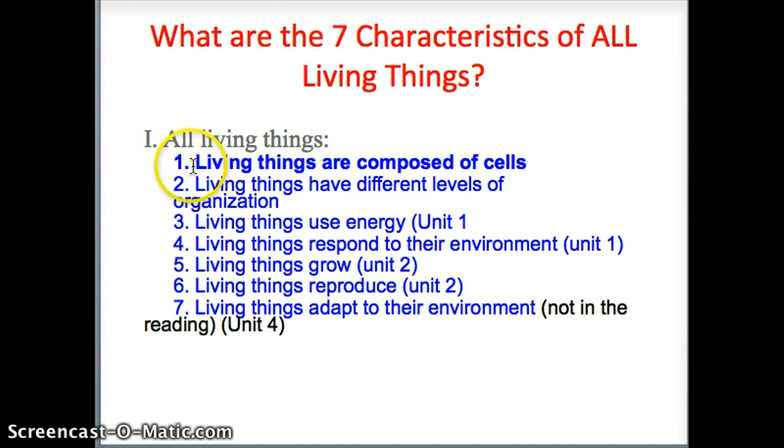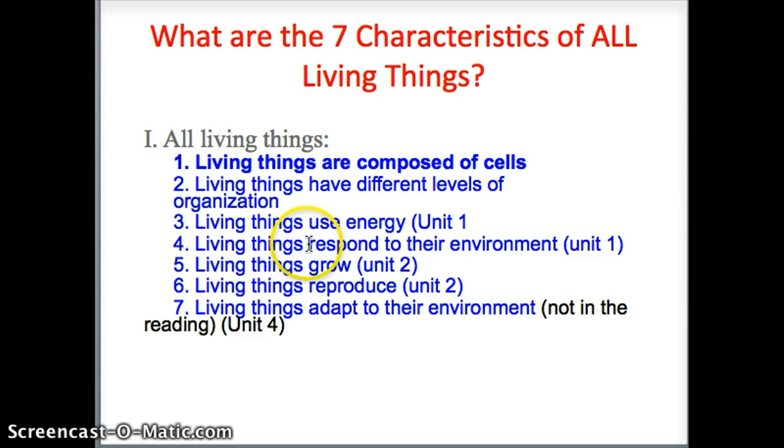Number 1. Living things are composed of cells. We have got to know this. This is key, and this is a big principle for the rest of this class. All living things are made out of cells. 2. Living things have different levels of organization. We're going to cover this in this unit. 3. Living things use energy. We're going to also cover this in this unit.